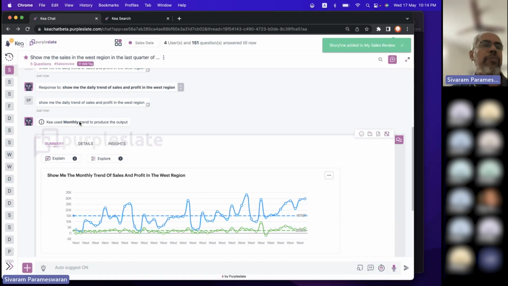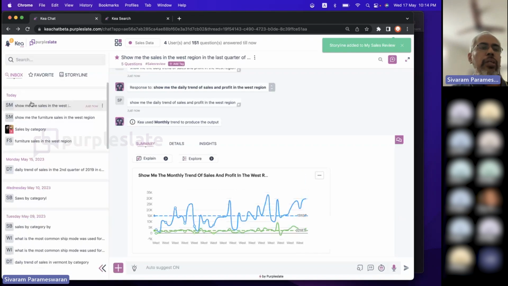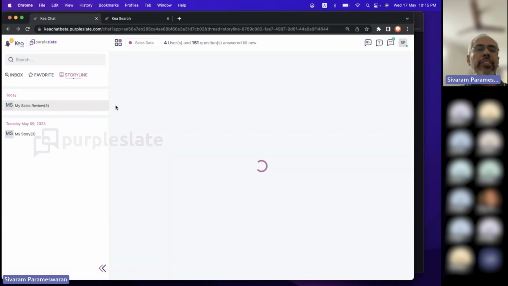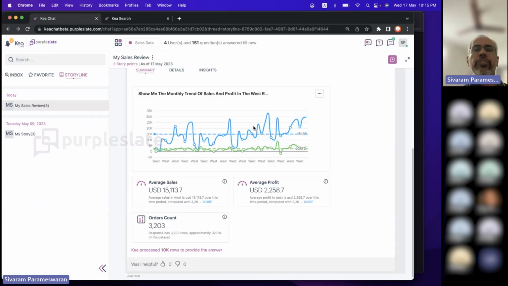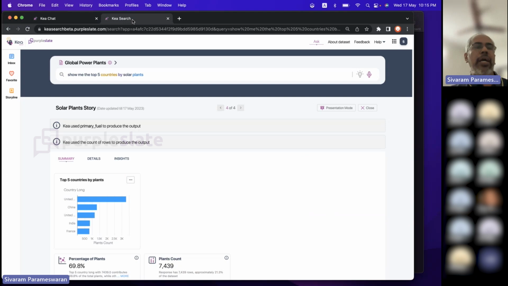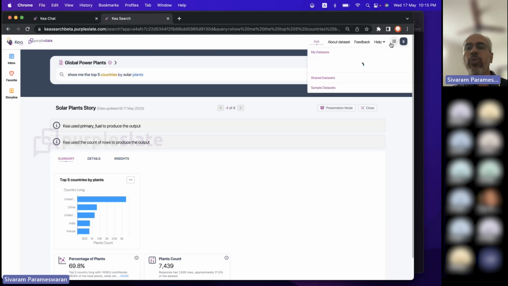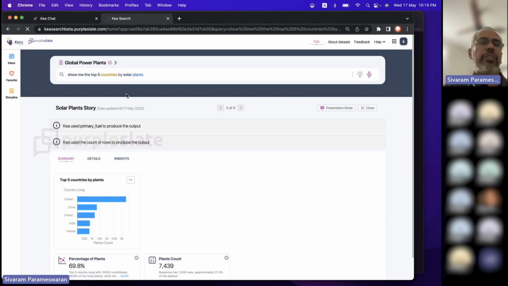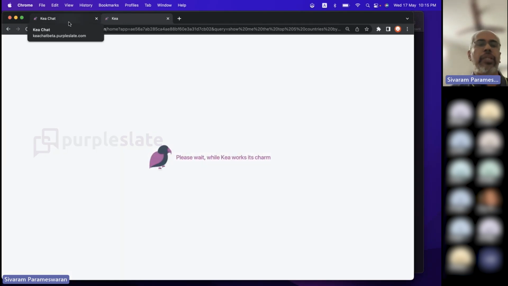So now I have added a few. I can go here and look at my storyline, very similar to what I did. I can just present it. And the thing is, the stories are available in both applications. For example, I may go here and look at the sales data set, which I just looked at in the other application. The stories are shared across.